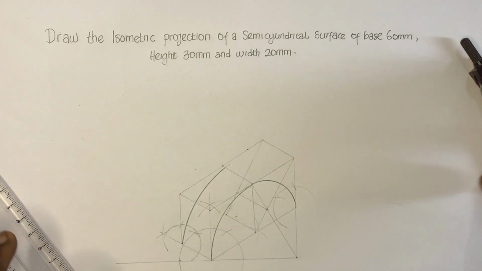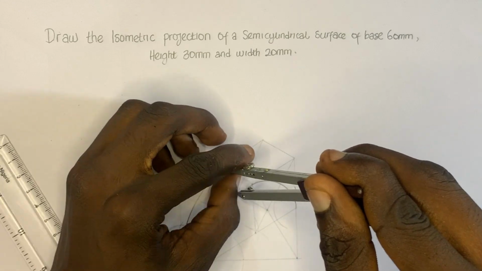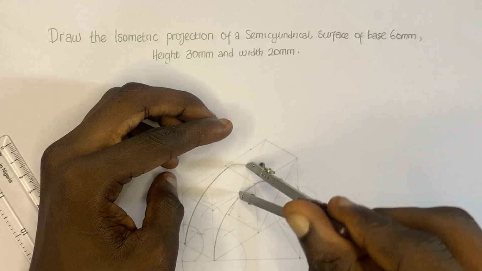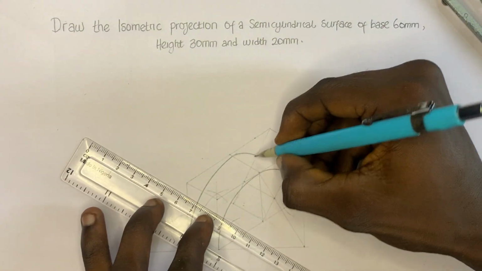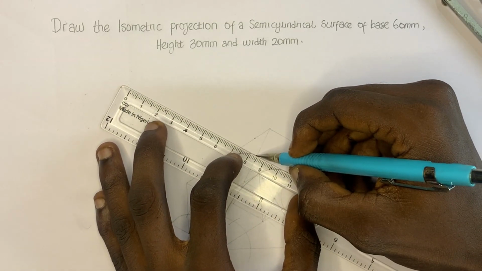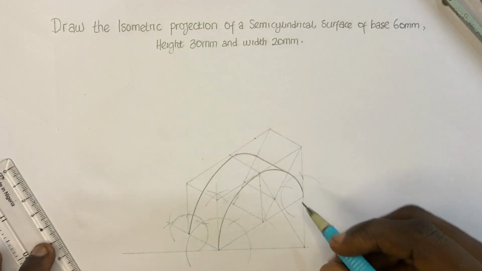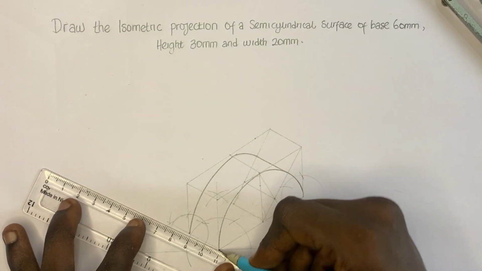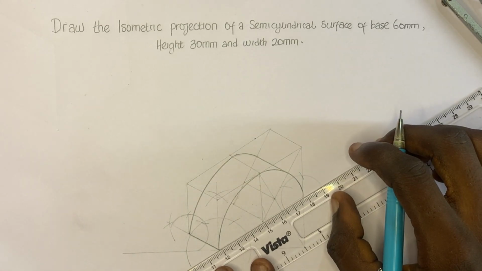So now this place is where you will put your pair of compasses, extend it up to this side. Then we can have a curve like this. With that, we have to join this point to this point like this. Now we have the isometric projection of this semicylindrical surface. Now let's darken all the major points that we're interested in. This part and this part.